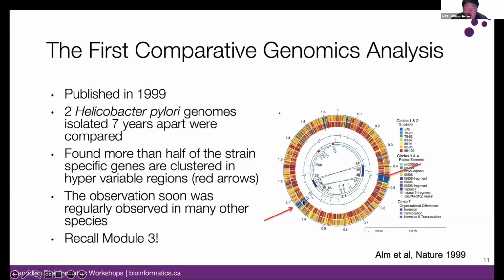And these regions are commonly, as you've learned, referred to as islands or genomic islands. And this type of observation soon was regularly observed in many other species. So if you recall in modules we talked about, if you have a stretch of DNA that has different characteristics or that looks different compared to the rest of the genome, it could be due to horizontal gene transfer.